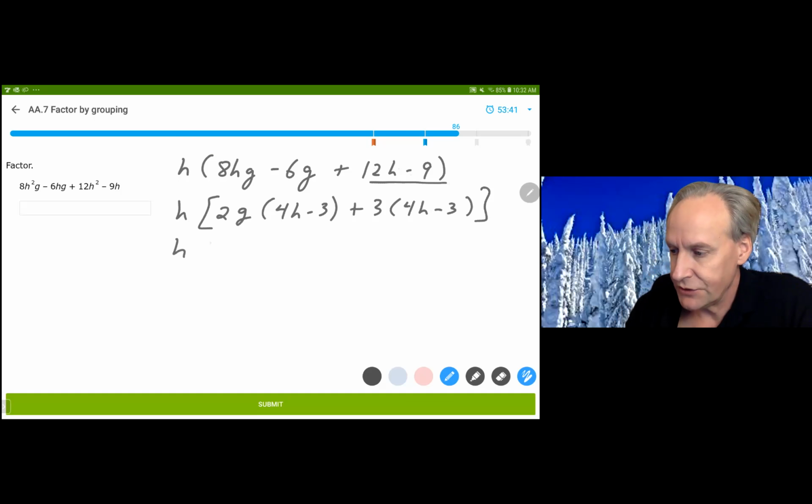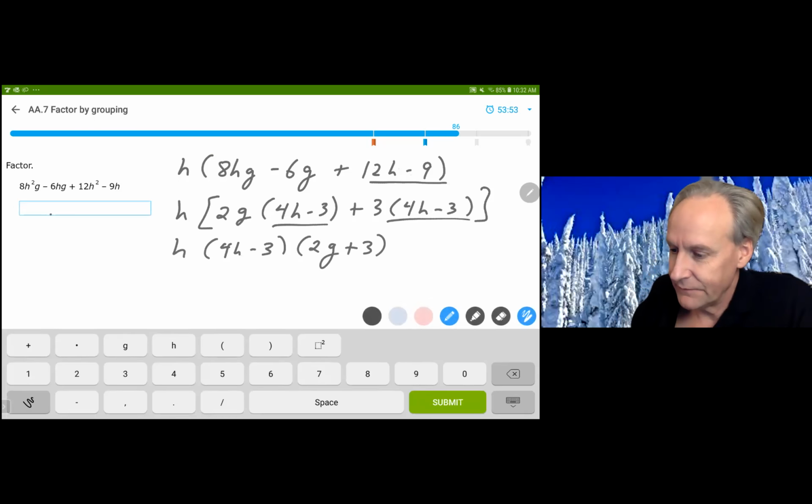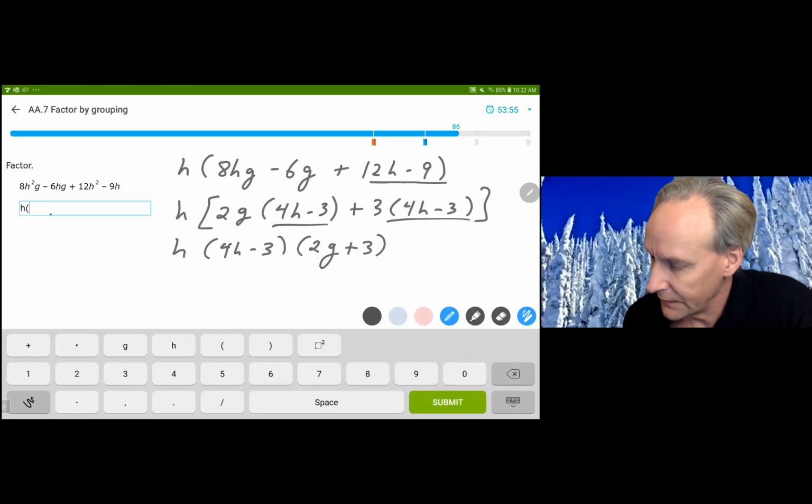Now I've got an h. I've got a 4h minus 3 as my common factor. And I have a 2g plus 3. I like these. These are kind of amusing. They're kind of fun. 4h minus 3, and a little satisfying at least. Make sure I have the same thing I thought I did. Yep, looks good.